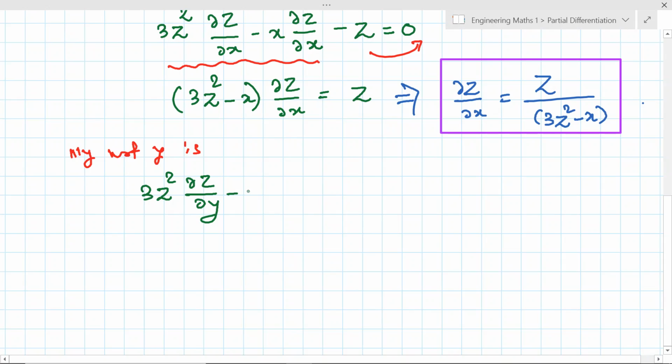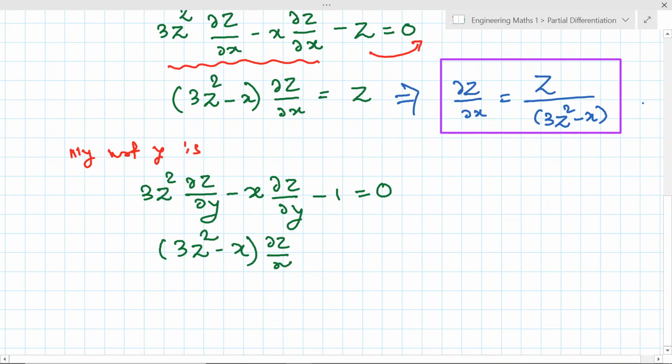Okay, minus x is constant as it is. There is no u into v rule because x is constant, as we are differentiating partially with respect to y. Therefore x is constant, and the derivative of z is ∂z/∂y. Minus y is there, and the derivative of y is 1. This is equal to 0. Shift that 1 to the other side. This is ∂/∂y of 3z square minus x into ∂z/∂y.